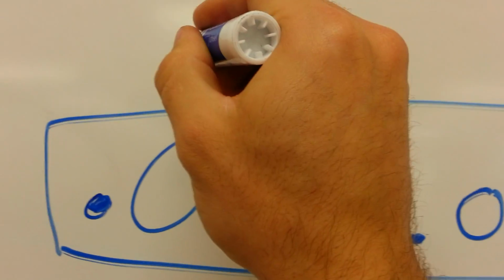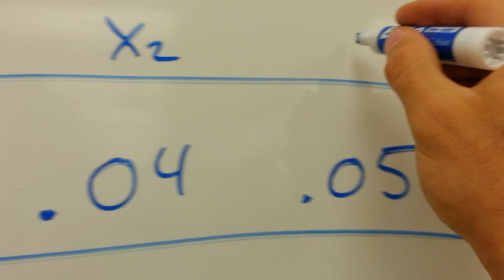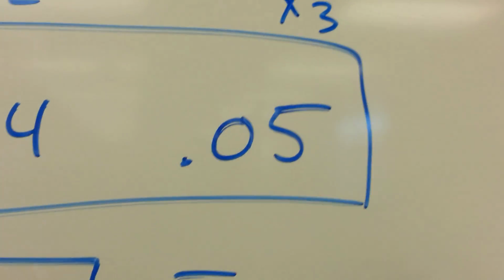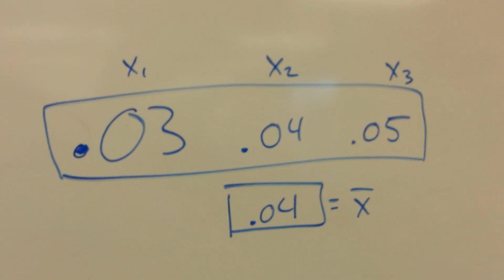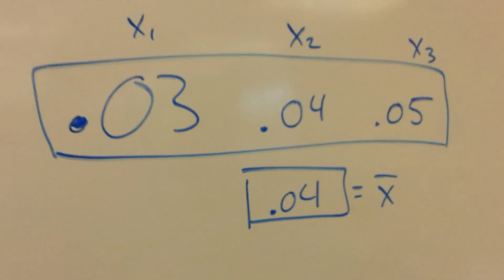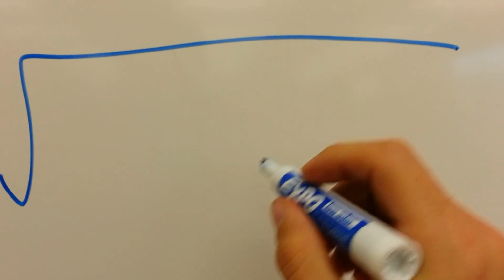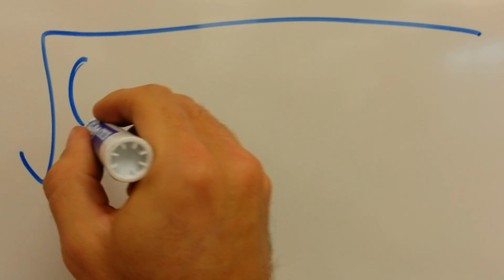This would be like X1, X2, and X3. Now to plug them into the standard deviation equation. For our standard deviation equation, we have the square root of all of our x's starting first.